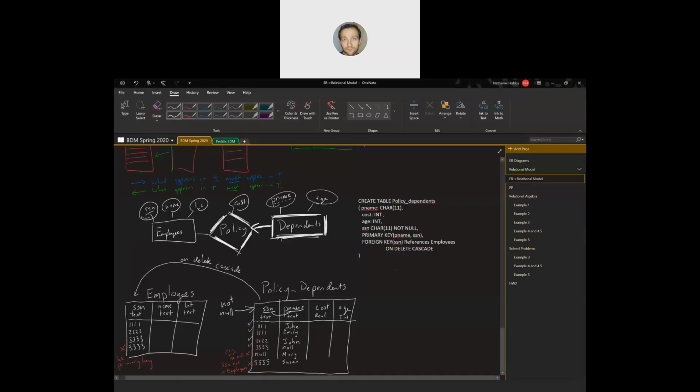So unless there's anything else regarding this or the homework, I will continue with our discussion of relational algebra.